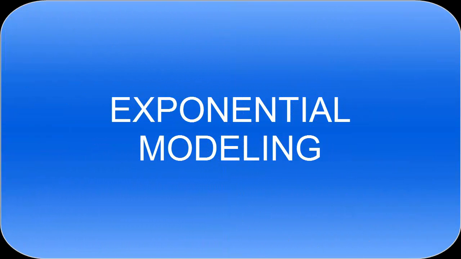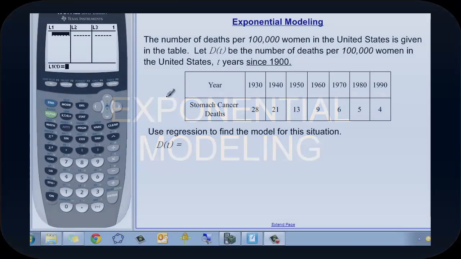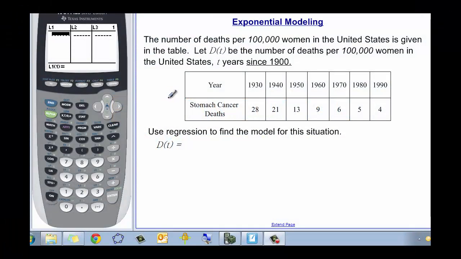In this video we'll talk about exponential modeling. Here's our first example. The number of deaths per 100,000 women in the United States is given in this table. Let D of t be the number of deaths per 100,000 women in the United States t years since 1900. So we have 1930 and its number of deaths and so on.